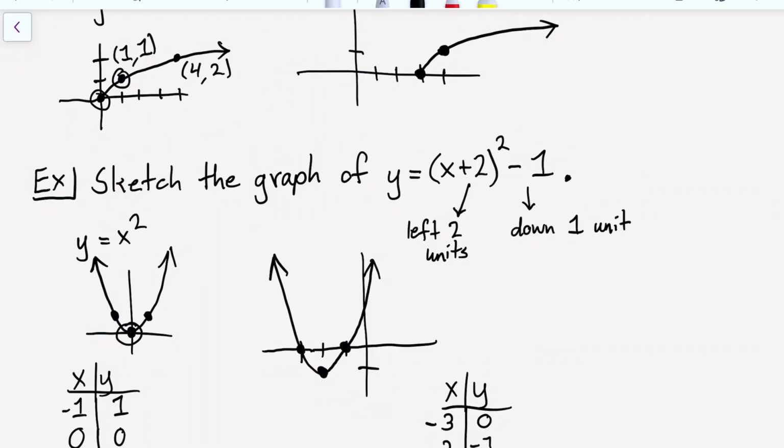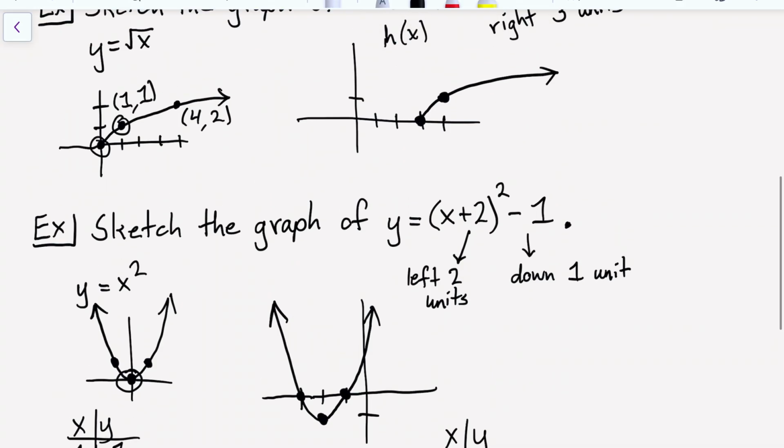It looks like the graph of x squared, but the points are shifted to the left 2 units and down 1 unit. In the next video, we'll look at some reflections as well to see additional ways that we can transform the graphs and equations of common functions.